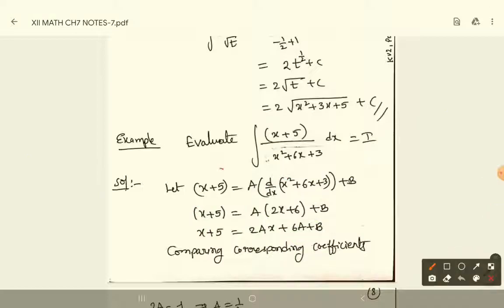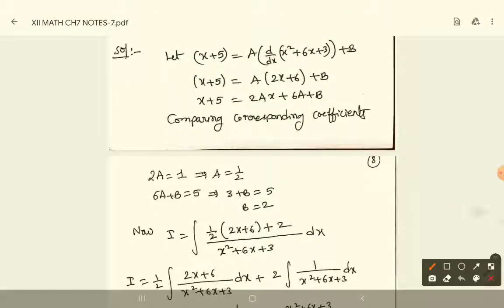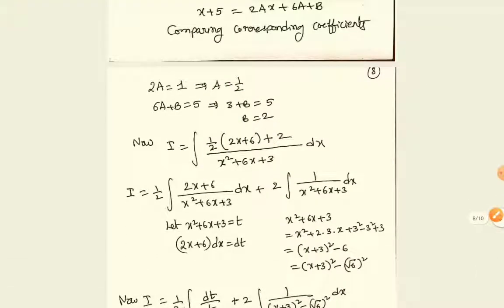I expressed the numerator as a into the derivative of the denominator plus b. So the numerator x plus 5, I wrote as 1 by 2, because the a value is 1 by 2, into 2x plus 6, plus b, which is 2. Then split the fraction, the splitting of the fraction has come again.